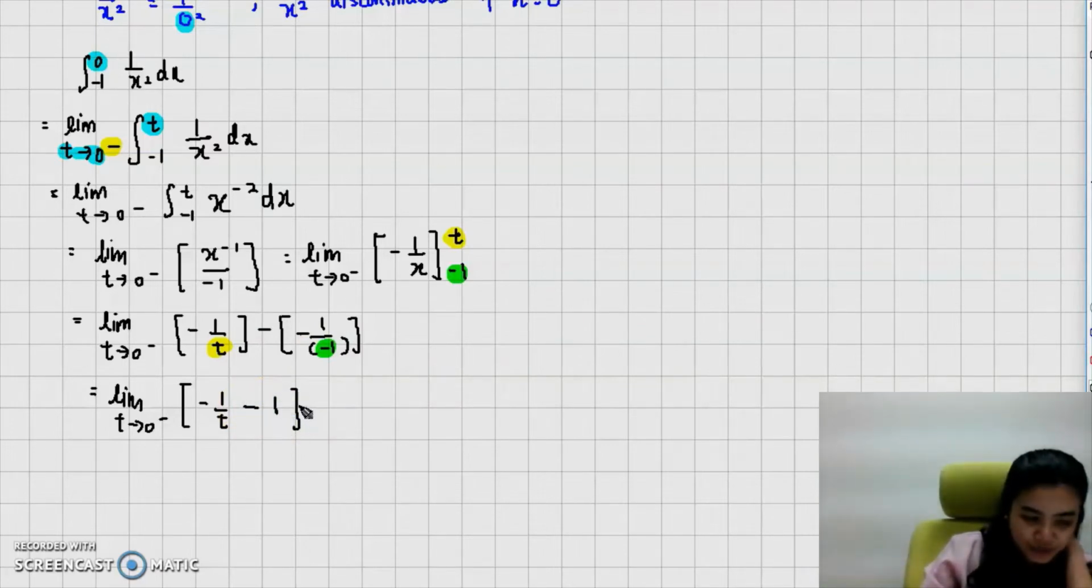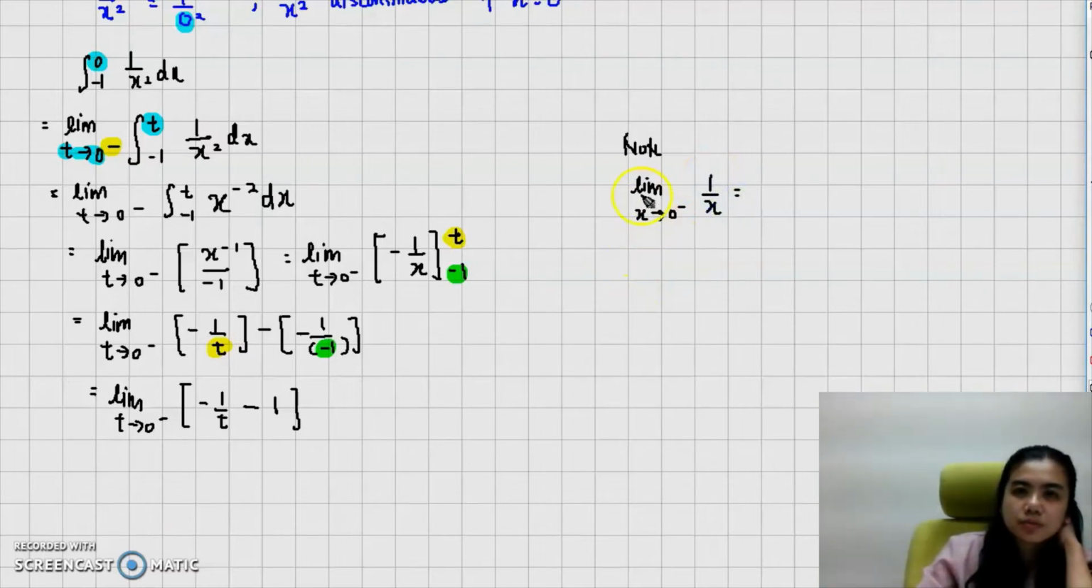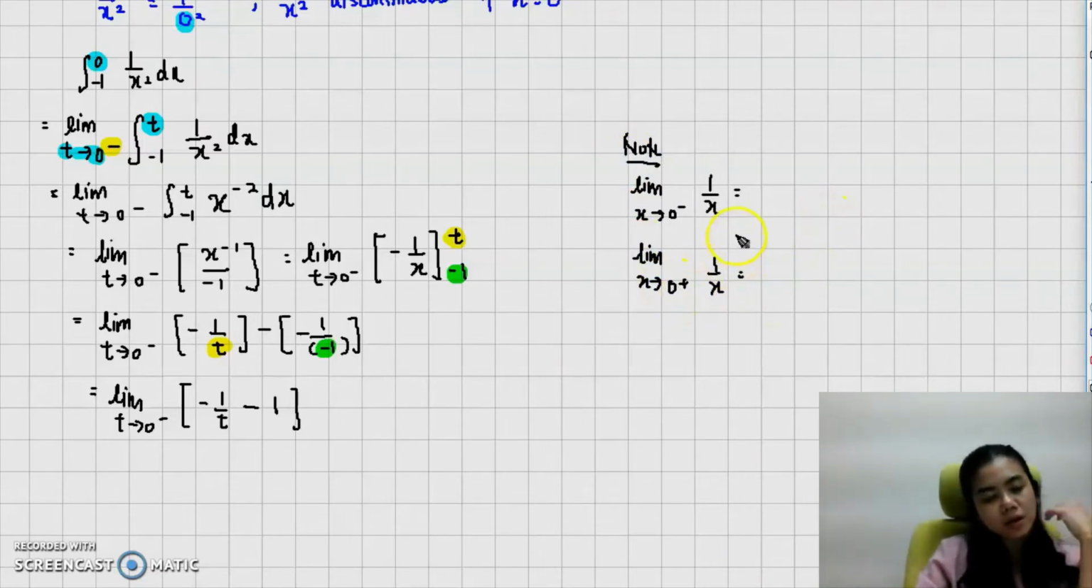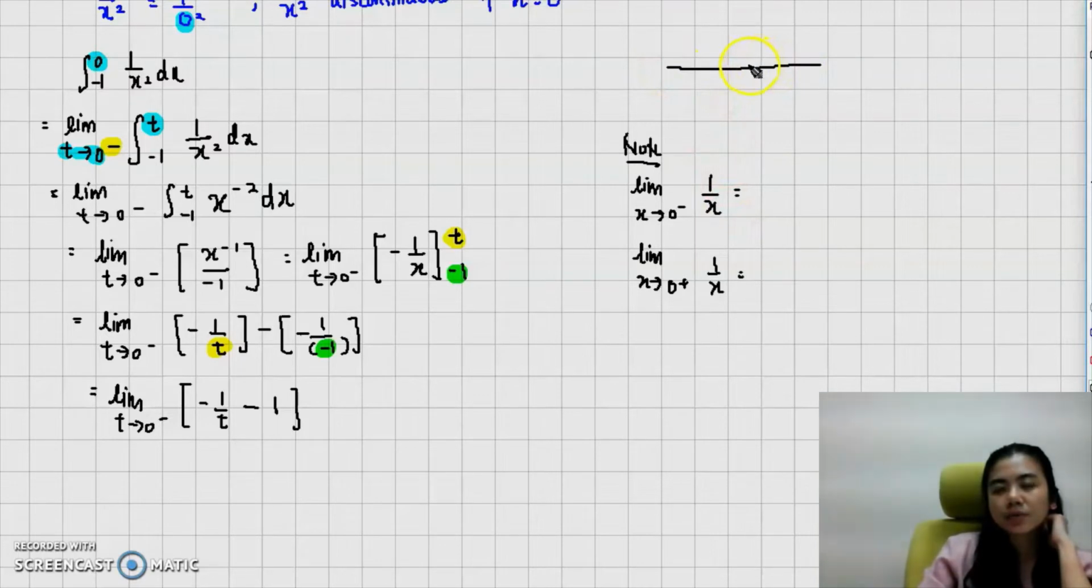Let's sub the t approaching from the left. Before we substitute, there are some concepts that you need to know. Let's look at the limit. What happens if we are pushing from the left, and what happens if we are pushing from the right? This is basically back to your basic calculus one. You are approaching the point 0.